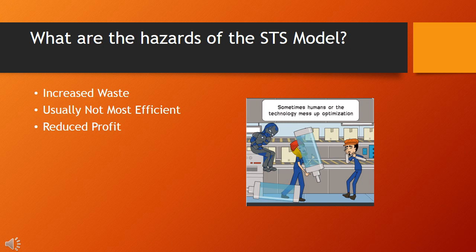STS isn't perfect. No model is. Both the people and the technology aspects are bound to have issues from time to time. STS doesn't have the same unrelenting focus on continuous improvement of efficiency like a lean production would. So the short-term setbacks, such as waste and reduced profit, may occur. But it seems that where STS struggles in the short term, it makes up for in the long run.